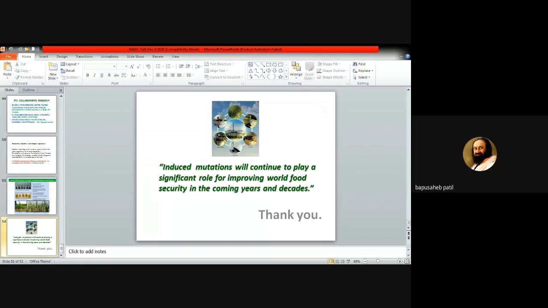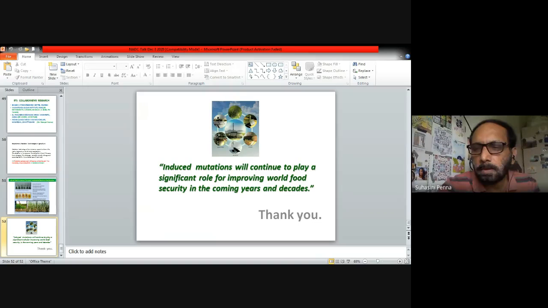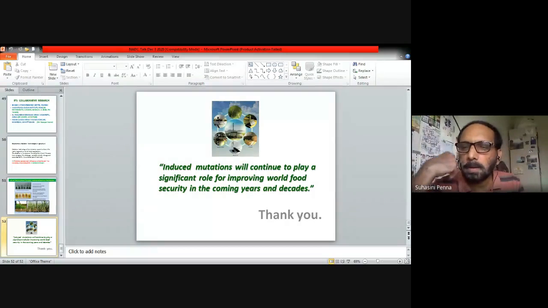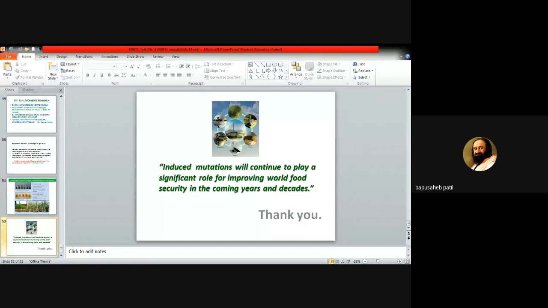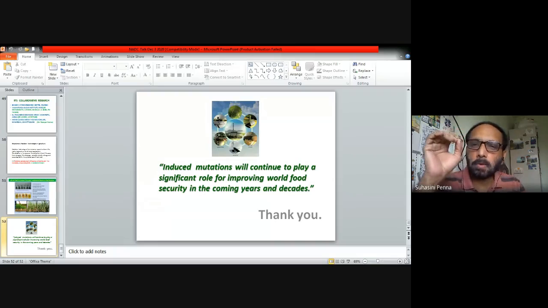Level of radiation, and whether seeds or only seed is radiated? Pardon? Can you repeat your question, please? Level of radiation, and whether seeds or sets are also radiated. Yeah, sets also one can do.